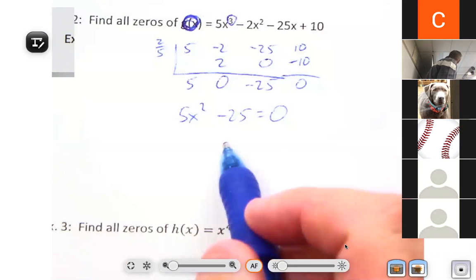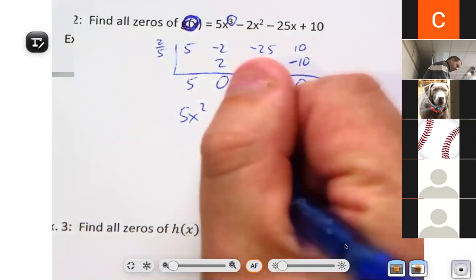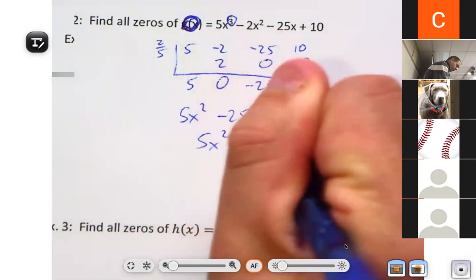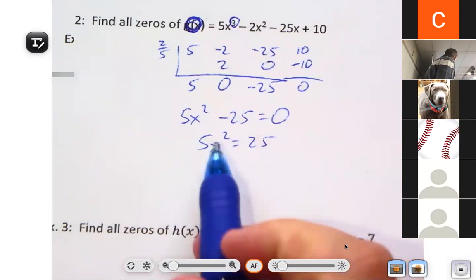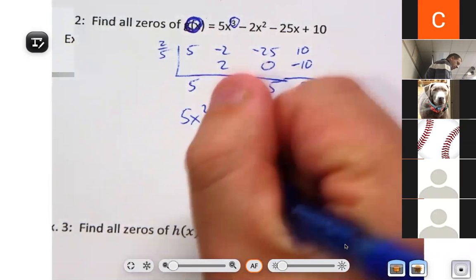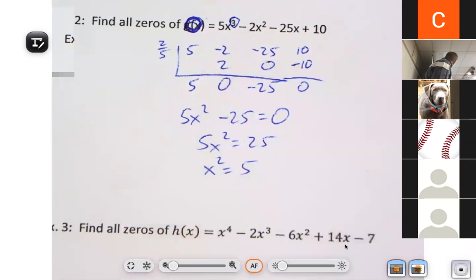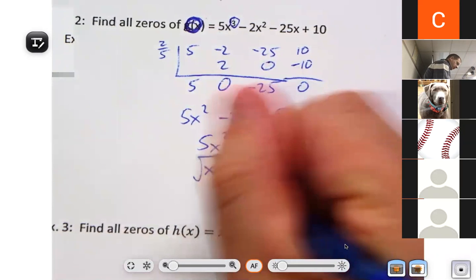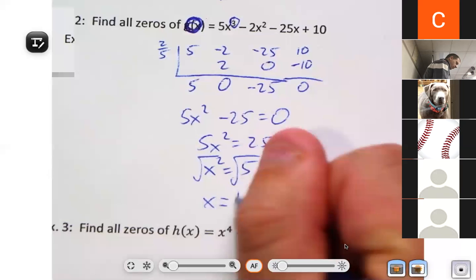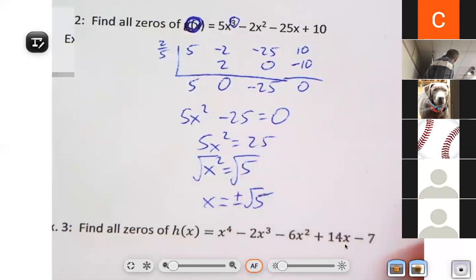So I'm going to solve this. I'm going to add 25. Divide by 5. Don't square root yet. Get rid of that 5 first. And then square root. Plus or minus. Don't forget plus or minus.